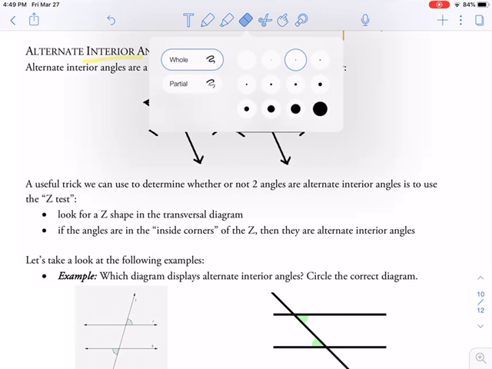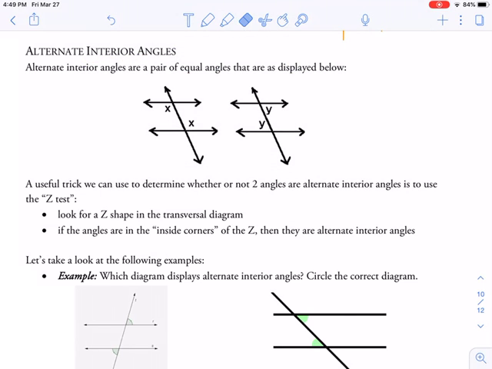Okay, so that's the first thing. And then the next thing is that they're alternate, okay? And so alternate means that they're on opposite sides of the transversal line. So wherever the transversal is, one's going to be on this side and one's going to be on this side. They're never going to be on the same side of the transversal. So if you take a look here at angle X and angle Y, we can see that this X is on the left side of the transversal, so that means the other part of the pair must be on the right side, and this one is.